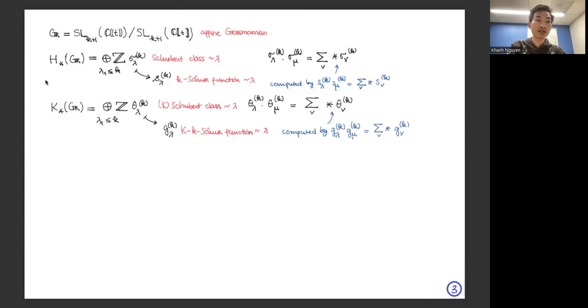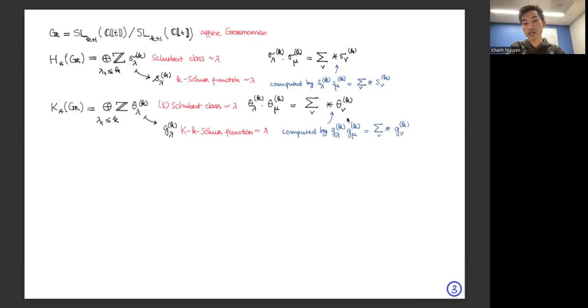Now, similarly, when we replace the homology ring by the K-homology ring, we know that in this case the K-homology ring of the affine Grassmannian also has a Z-basis parameterized by partitions lambda such that lambda 1 is not greater than k. And in this case, I denote the K-Schur class associated to lambda by theta lambda k. Now, a similar question: we want to know what is the branching rule for theta lambda k times theta mu k. To do this, I also have to associate the class theta lambda k to another symmetric function.